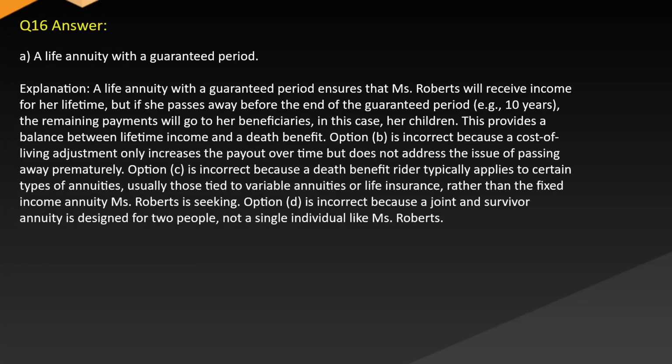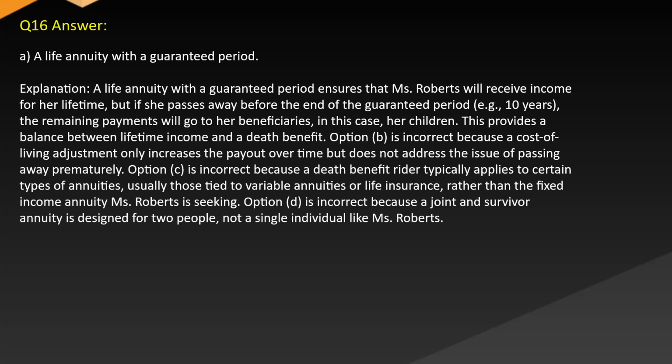Answer A. A life annuity with a guaranteed period. Explanation. A life annuity with a guaranteed period ensures that Ms. Roberts will receive income for her lifetime, but if she passes away before the end of the guaranteed period, e.g. 10 years, the remaining payments will go to her beneficiaries, in this case her children. This provides a balance between lifetime income and a death benefit.